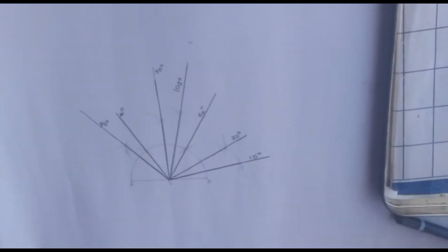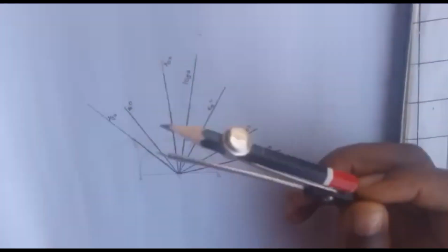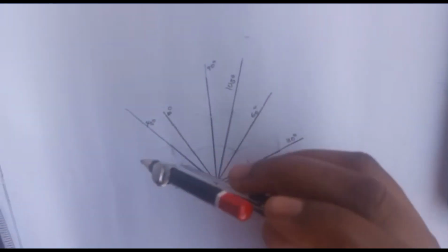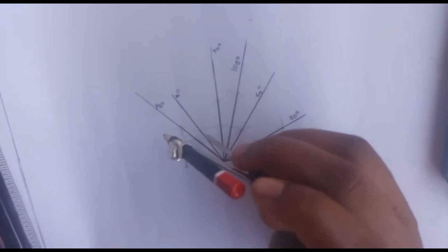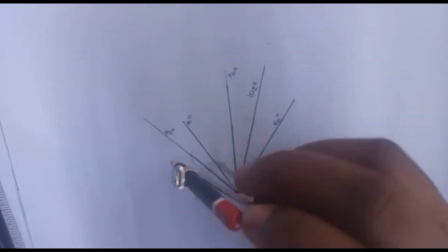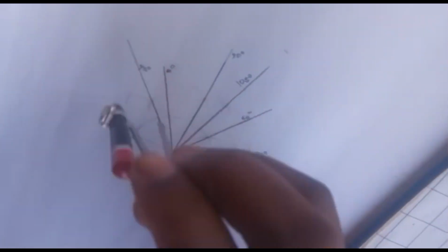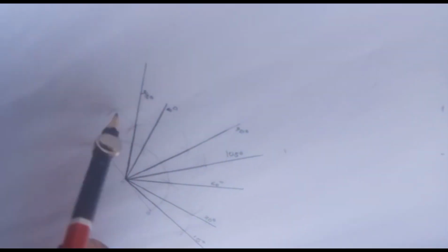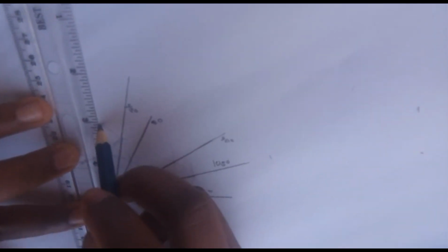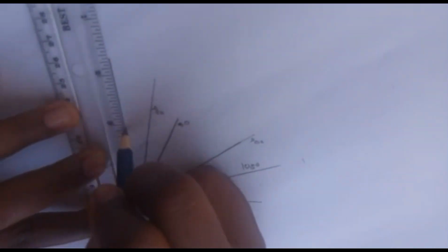Okay, let me do it on this side so you can see what I'm saying. Okay, let's find 30 degrees first. Compass needle on 60 degrees, compass needle on point A, point of intersection, you join the line, and this is 30 degrees as well.